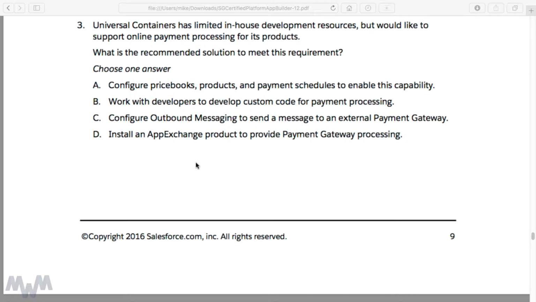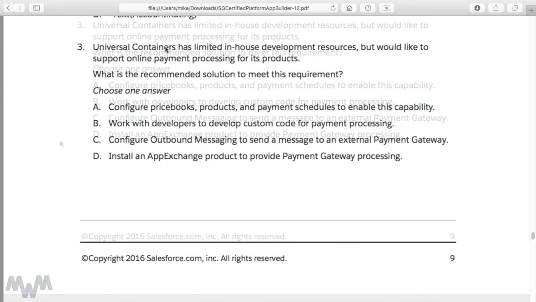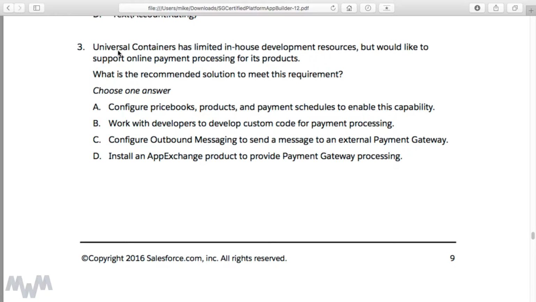So that would be sample exam question number 3 from the exam guide for the certification. So that reads, Universal Containers has limited in-house development resources, but would like to support online payment processing for its products. And so Universal Containers is a fictional company that Salesforce refers to a lot. It's a shipping container company, and it's a fictional company that they have for a lot of their scenario-based questions on their exams. So if you see Universal Containers, that is a fictional company that Salesforce is referring to, and it's scenario-based for these questions.